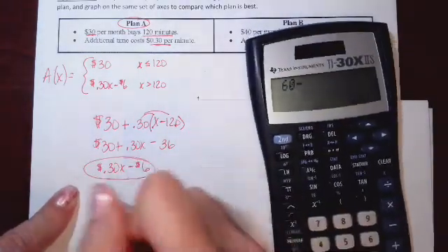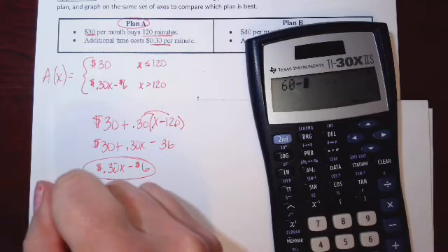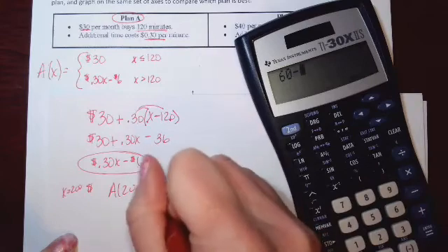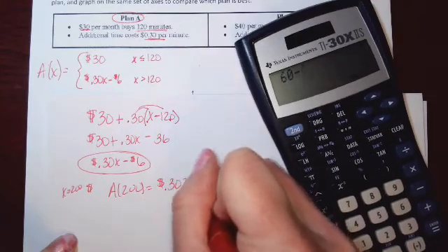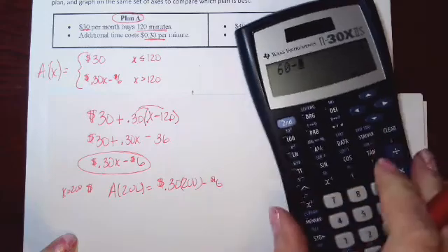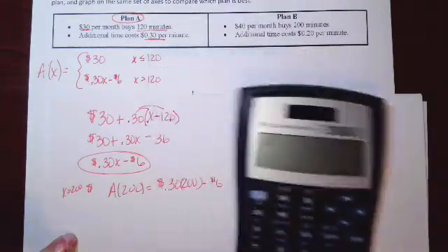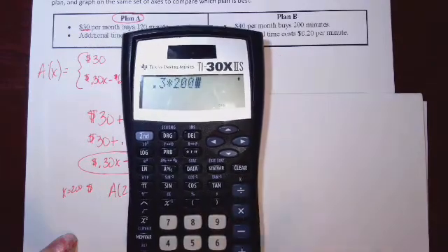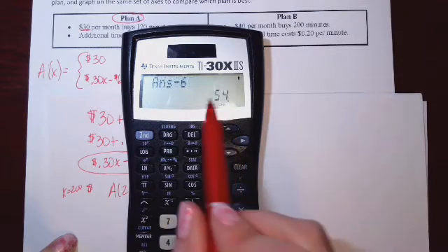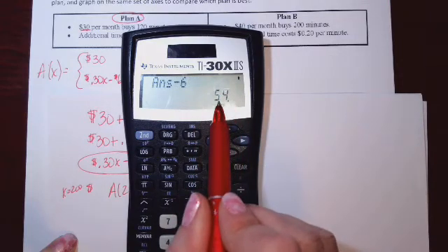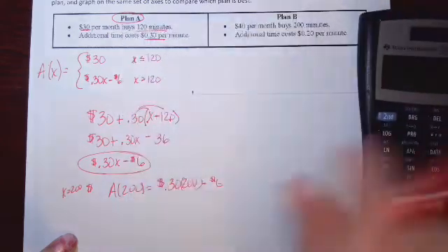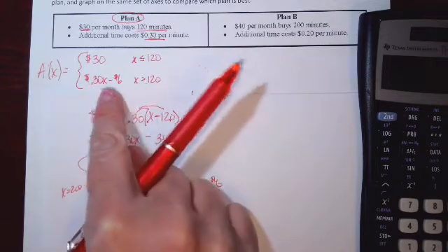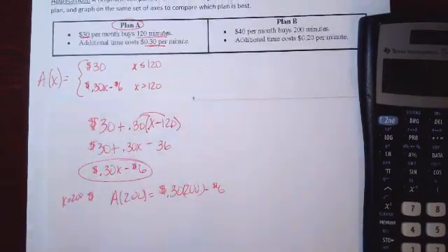Now that looks cheap, but I'll tell you what I did. I plugged in 200 minutes. If X is 200, so I'm finding A of 200 minutes. Well, that is 0.3 times 200 minutes, and then minus $6. So at 200 minutes, my plan is going to cost me $54. Now remember, this piece only applies after that 120 minutes. So that's when we're going to start applying this rule for the cost of my cell phone plan.